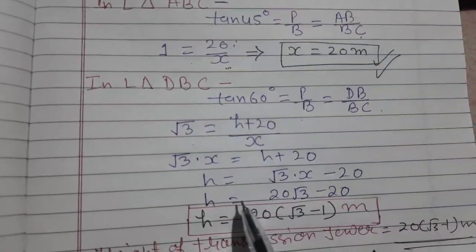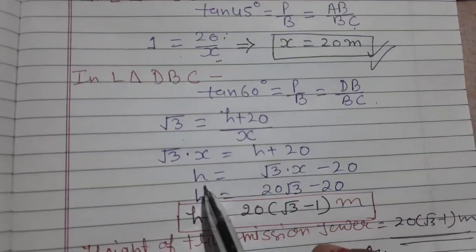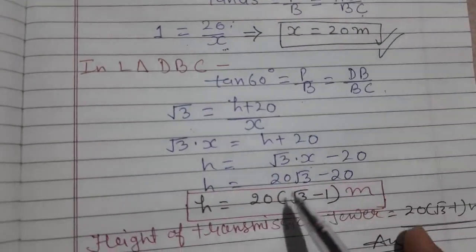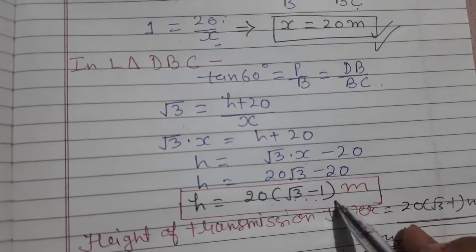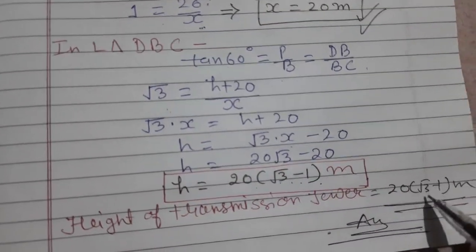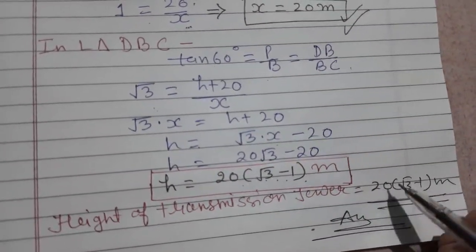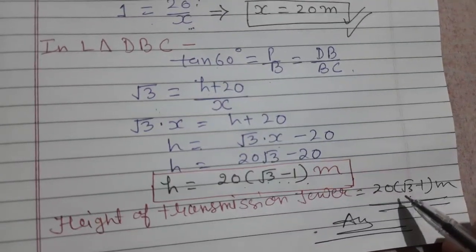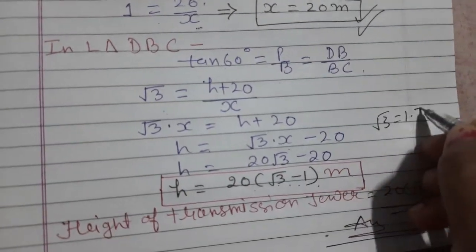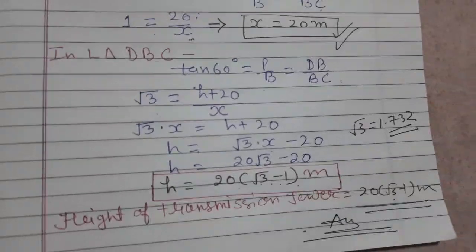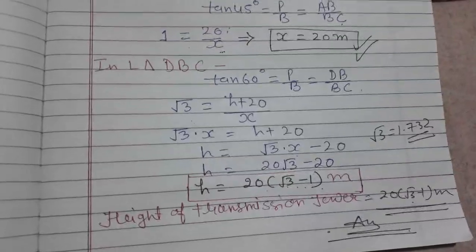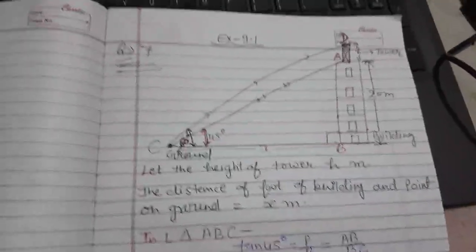Now after cross multiplication and simplification, we are getting h equal to root 3 x minus 20. Okay, so now x I am taking common: x times root 3 minus 1. If the value of root 3 is given, then you can simplify it further, and you can also leave it like this. If you want to solve it further, you can put the value of root 3 as 1.732 and solve it. Okay, so the height of the transmission tower is 20 bracket root 3 minus 1. So this is the solution of question number 7.